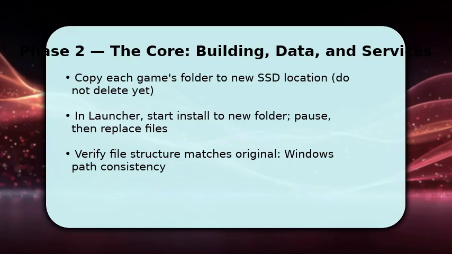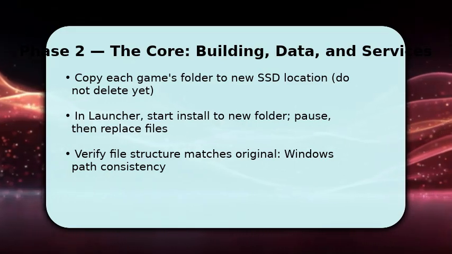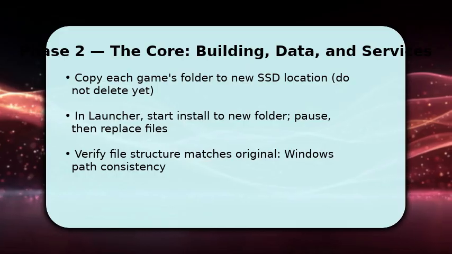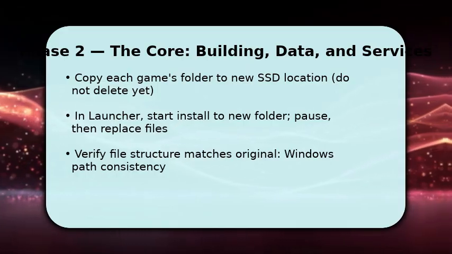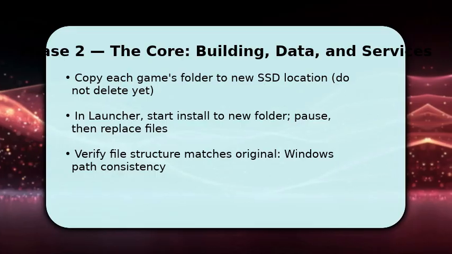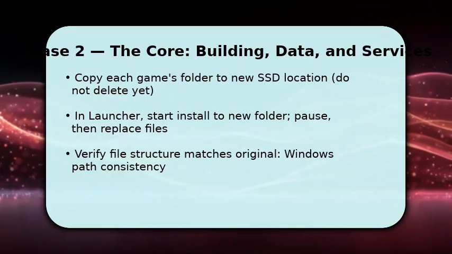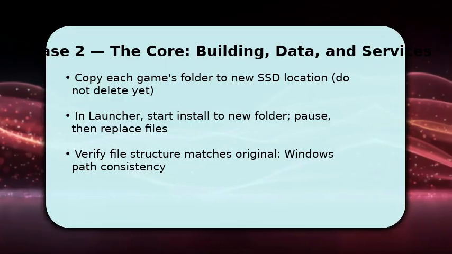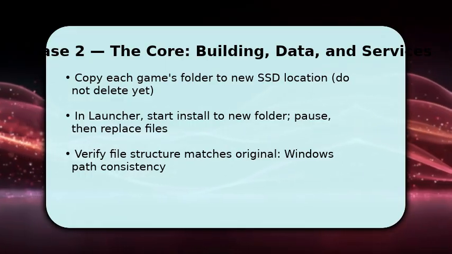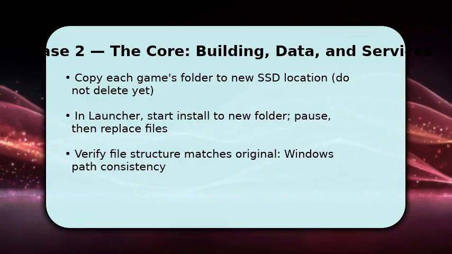You now copy one game's folder to the SSD. Do not delete the original until verification. Once the copy completes, open Epic Games Launcher and begin installing the same game to your new SSD folder, then immediately pause the install. This creates the expected manifest and registry entries.